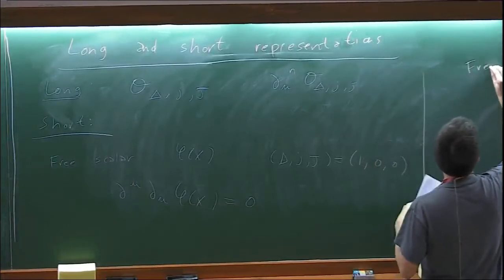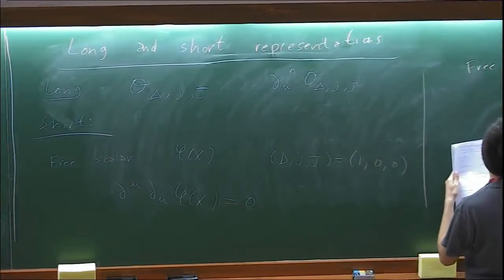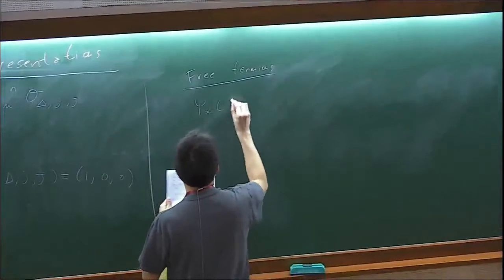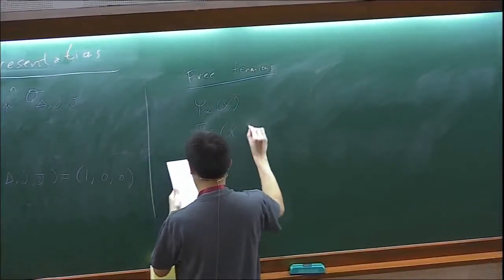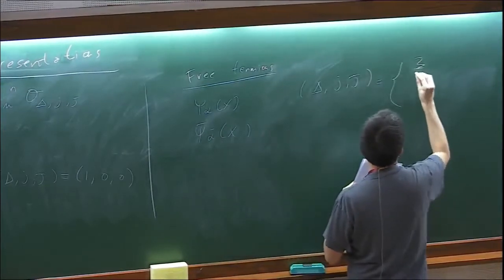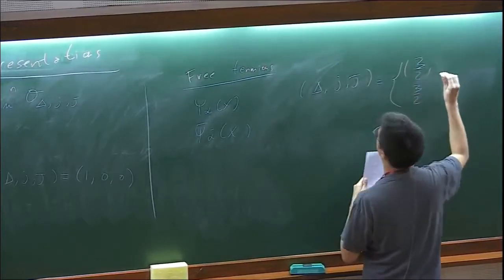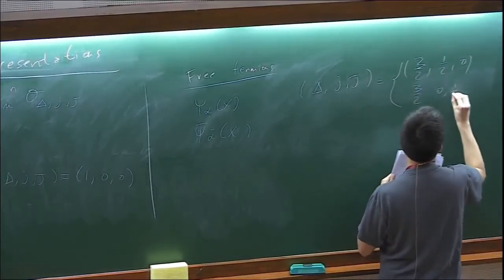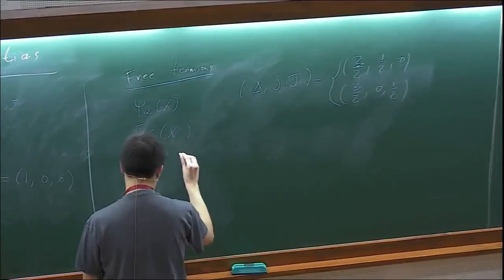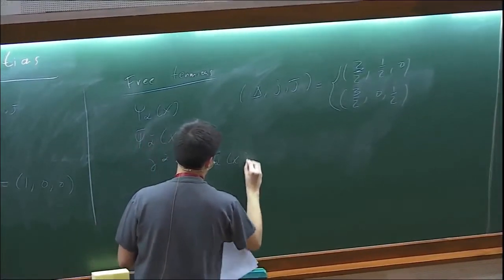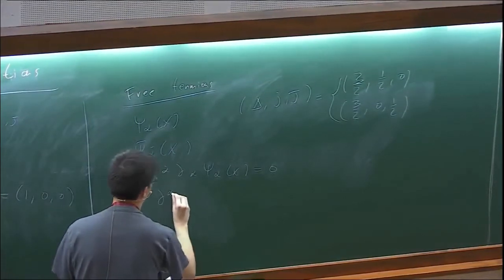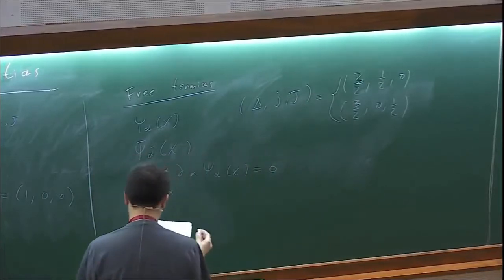So free fermions, they also sit in short multiplets of the conformal algebra. These have delta 3 over 2, and quantum numbers (1/2, 0) and (0, 1/2). And the condition that they satisfy is, of course, Dirac's equation. And again, this is a descendant that could have been there in general, but in this very particular case, when delta equals 3 over 2, it's not there.